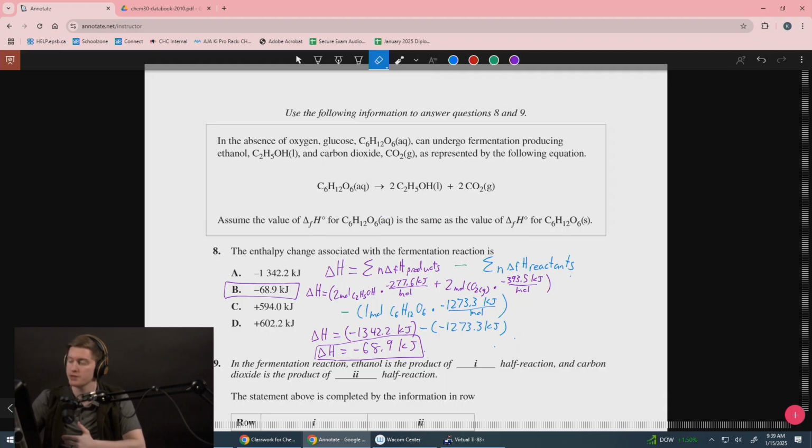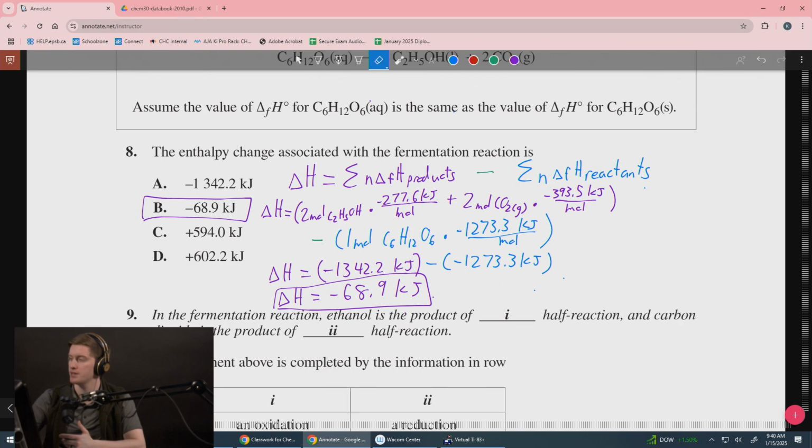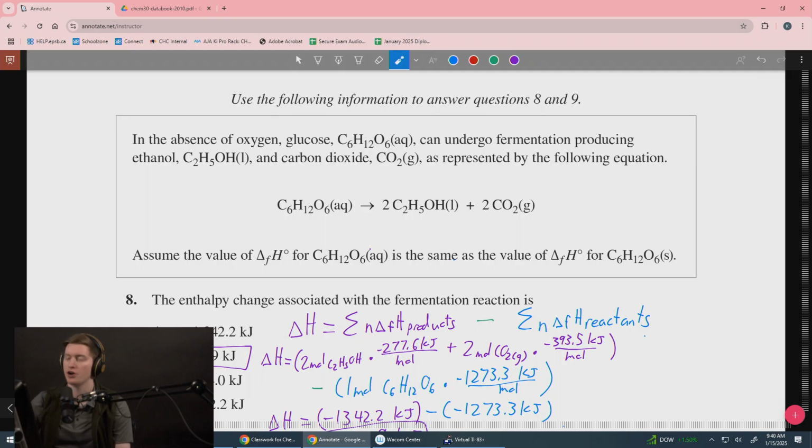But whereas multiple choice number 8 was a thermochemistry question, multiple choice number 9 is a redox question, where we are asked in the fermentation reaction, ethanol is the product of what half reaction, and carbon dioxide is the product of what half reaction. In order to figure this out, I need to figure out whether or not the carbon, as it transitions from being part of the glucose molecule to part of the ethanol or carbon dioxide, is reduced or oxidized. And I'm going to find that out using oxidation numbers. So I'm going to go through each molecule in this reaction, and I'm going to assign it oxidation numbers.